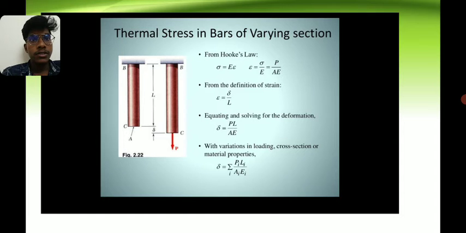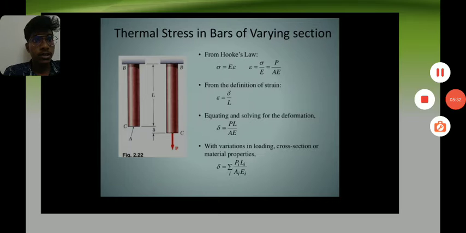Now, thermal stress in bars of varying section. From Hooke's law, stress by strain is equal to sigma by E, that is equal to P by A into E. From the definition of strain, epsilon is equal to delta by L. Equating and solving for the deformation, delta is equal to PL by AE.